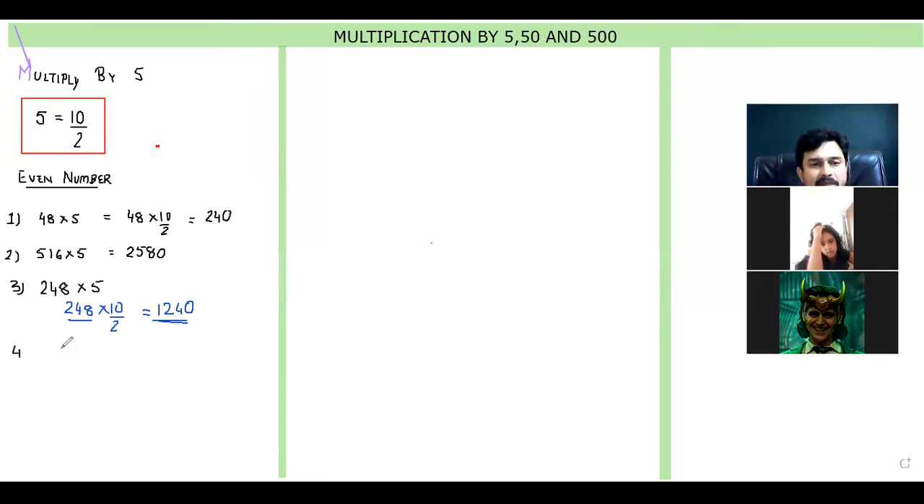Okay, so another example, 2568 times 5. 2 divided by 2 is 1, 5 divided by 2 is 2, 1 remaining, and 1 and 6 becomes 16, 16 divided by 2 is 8, 8 divided by 2 is 4. Put a 0 at the last.